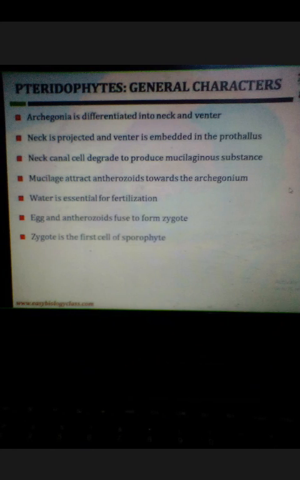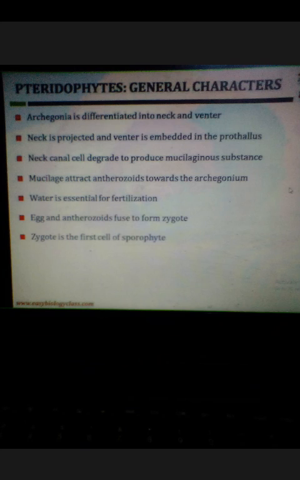Okay, next, the archegonium is differentiated into neck and venter as usual in bryophytes. The neck is projected and the venter is embedded in the prothallus. Neck canal cells degrade to produce a mucilaginous substance. Mucilage attracts antherozoids towards the archegonium. This is also important, that water is the most essential component for fertilization. Okay, egg and antherozoid fuse to form the zygote.